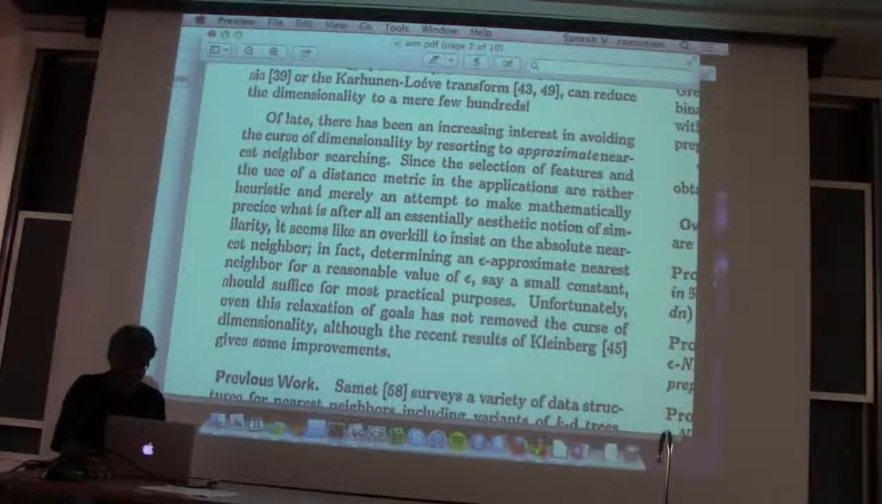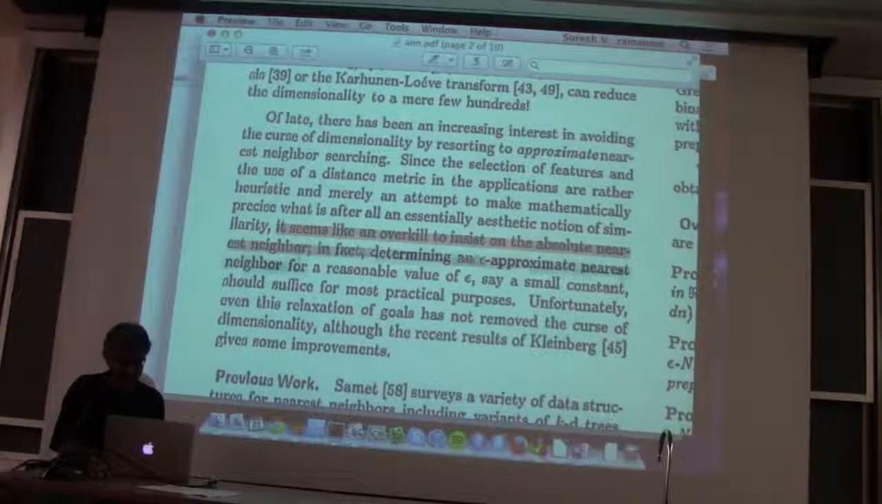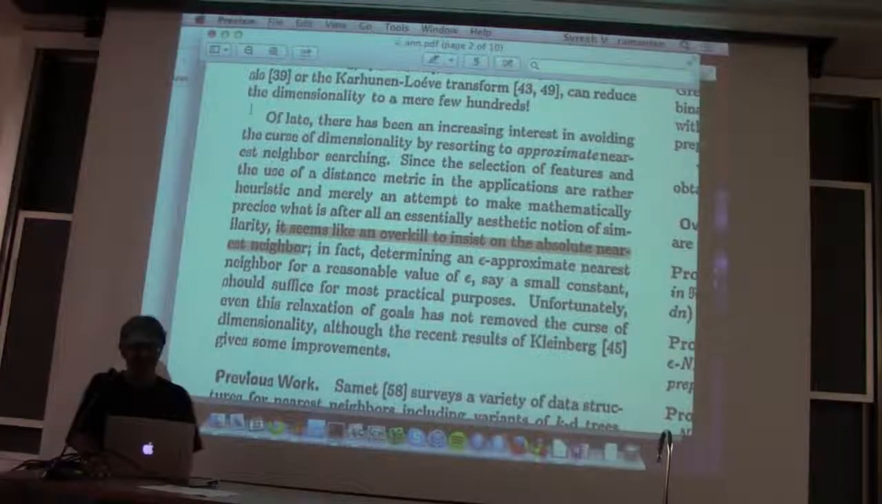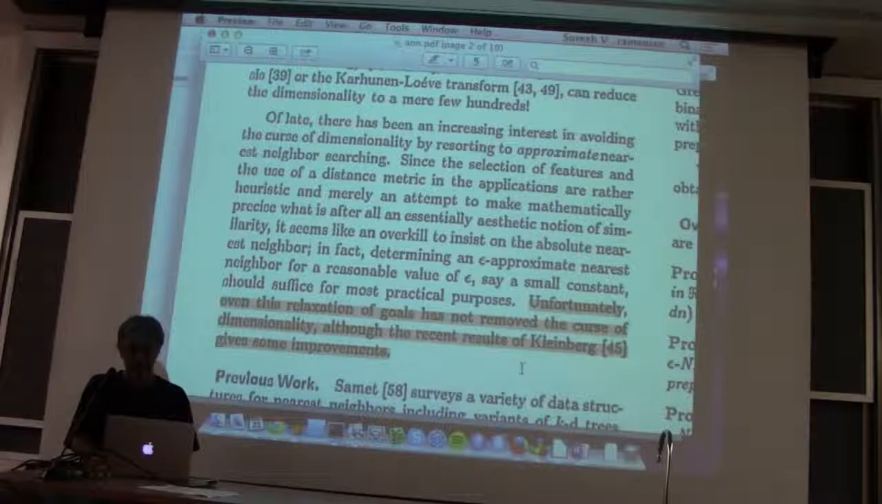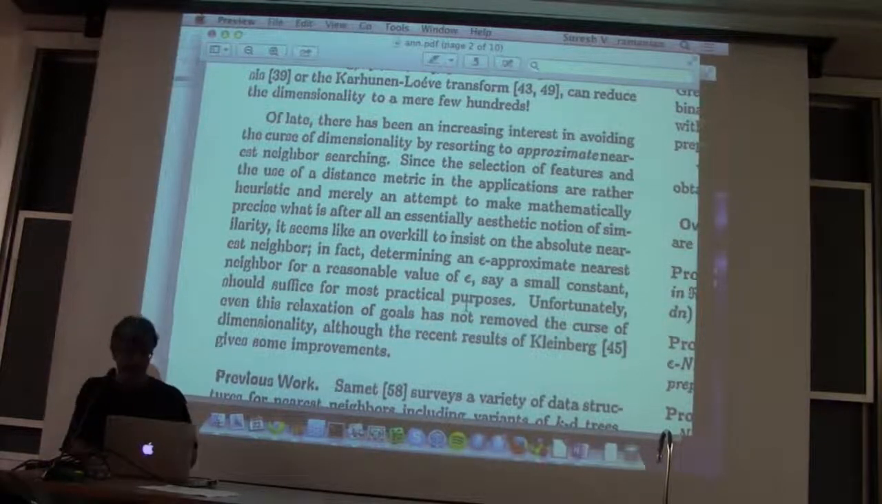And so they're trying to argue now, okay, this seems like overkill, so why should we consider approximate near neighbor? So this whole thing is, we should consider approximate nearest neighbor, and here's why we should do it. But wait, so far this hasn't quite worked. And this recent result of Kleinberg seems important. And again, we could put a note to ourselves.